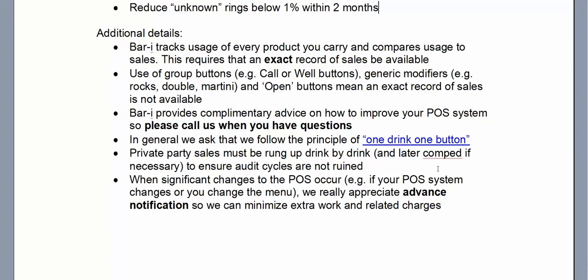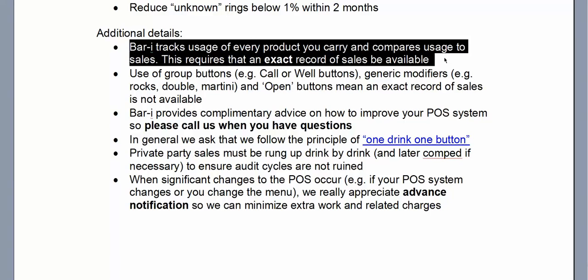So a few additional details on the point of sale. BarEye tracks usage of every product you carry and compares the usage to the sales. This requires that an exact record of sales be available. So as we said, in most cases you're going to have this correct. There's probably a few occasions where this isn't correct. A recent one we had with a new bar was that they had all their drafts correctly named in there by draft name.